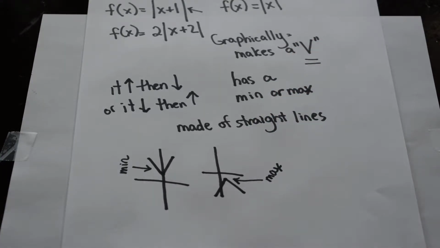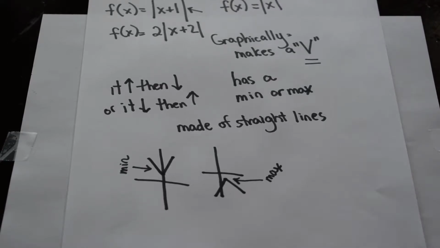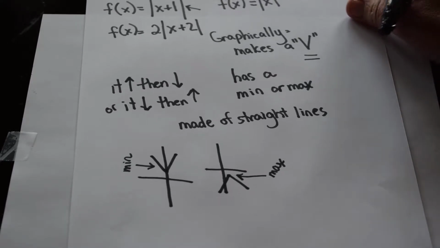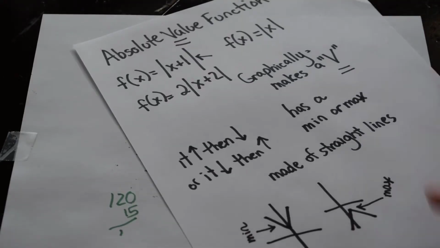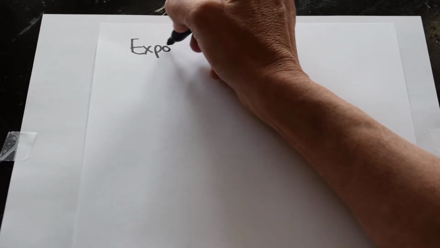So we have one last function that we have to worry about. So far we've got those linear lines. We've got the quadratics that make a u and have an x squared somewhere in there. We have our absolute value function, which makes a v and has those absolute value bars. And the last, but certainly not the least, is our exponential.